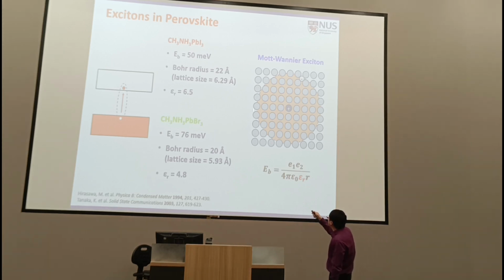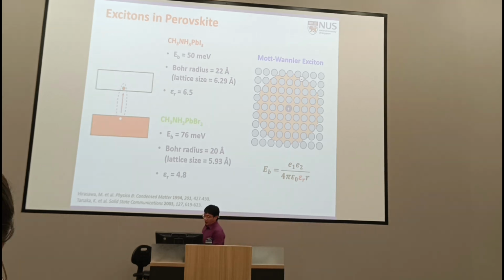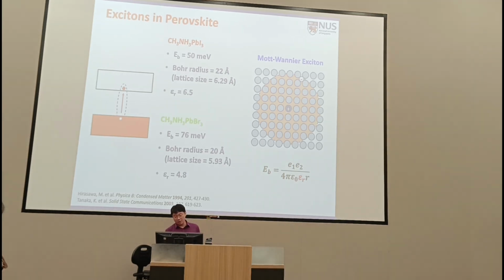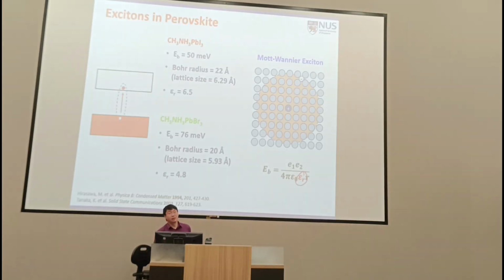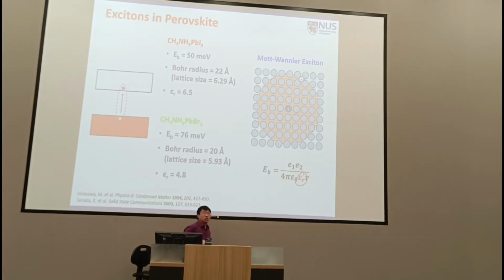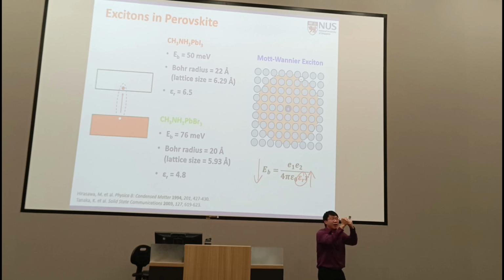It is over the size of a few lattice spacings. So it is large, and a large exciton simply because it has a large relative permittivity. When the relative permittivity is high, the exciton binding energy is small. When exciton binding energy is small, the exciton is very big. It doesn't bind that electron and hole closely together.